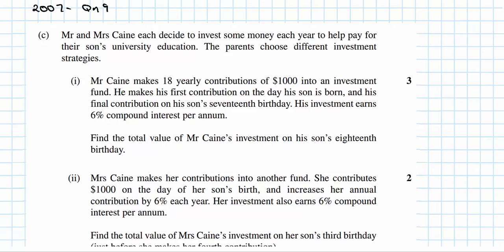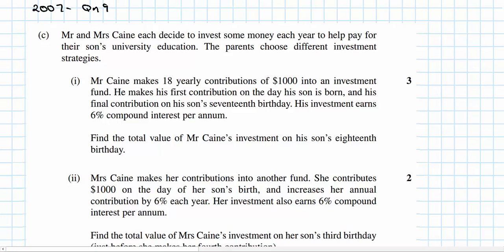Let's look at an HSC question on annuities. This is from 2007 and was question 9, so it's considered a more challenging question as it was closer to the end of the paper. Mr. and Mrs. Kane each decide to invest some money each year to help pay for their son's university. The parents choose different investment strategies.